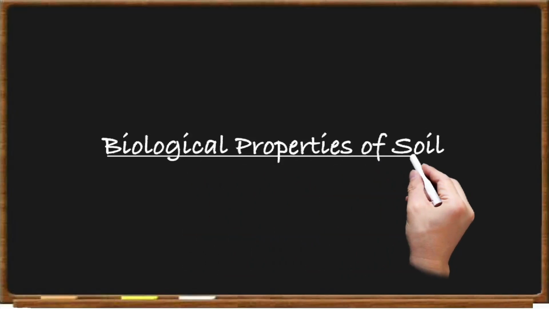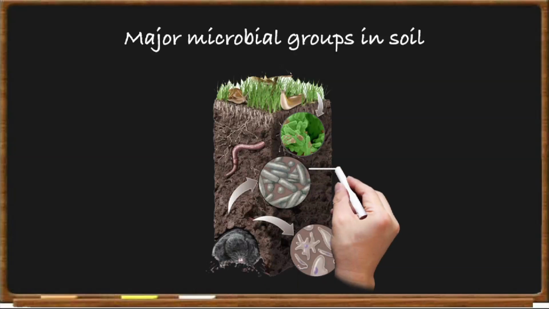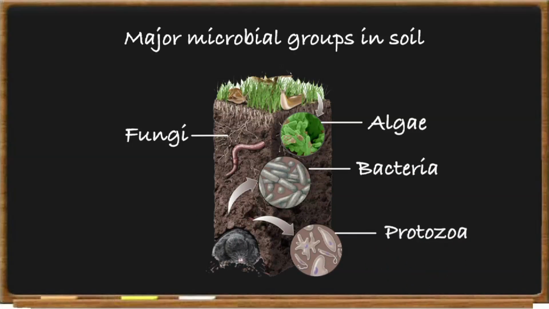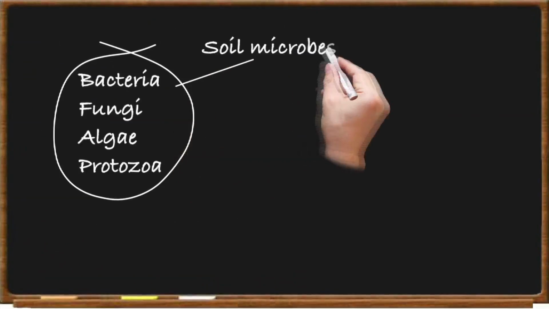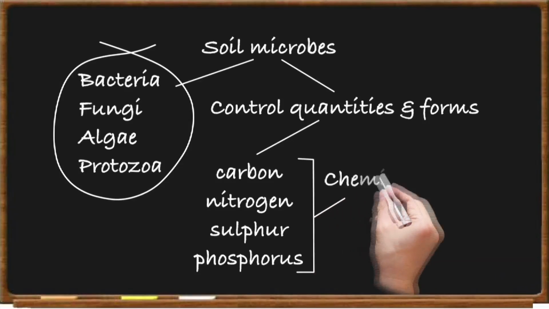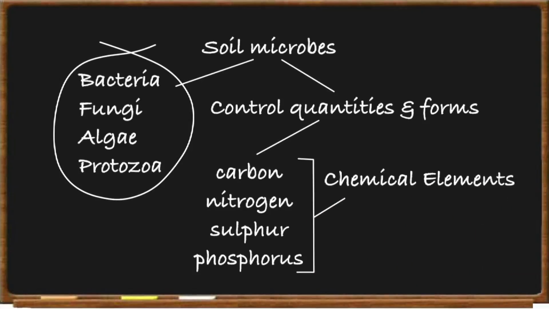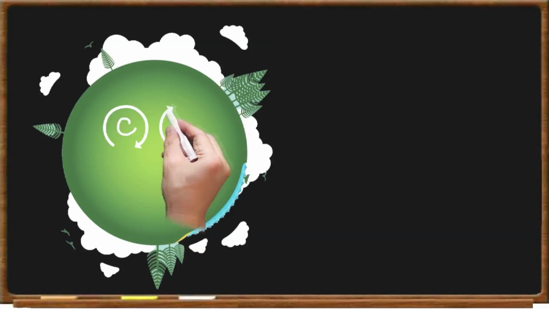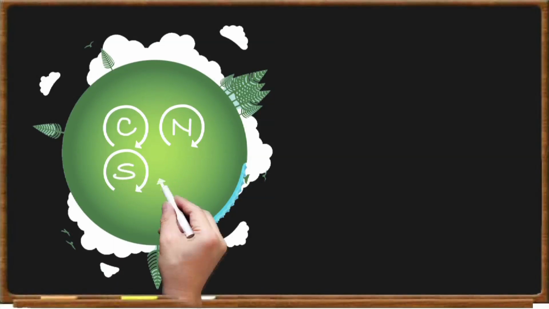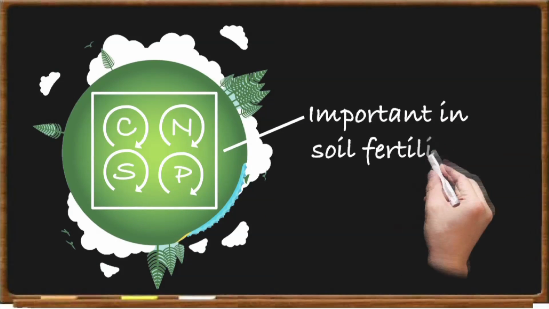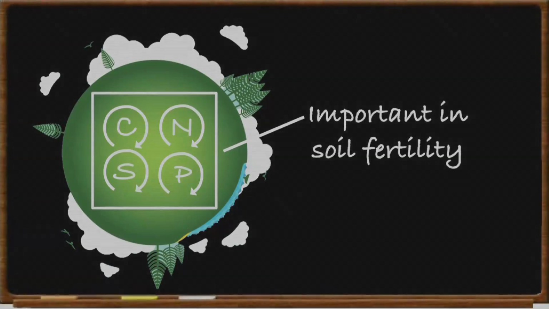Biological properties of soil. Major microbial groups in soil are bacteria, fungi, algae and protozoa. Soil microbes have influence in controlling the quantities and forms of various chemical elements found in soil. Most notable are the cycles of carbon, nitrogen, sulfur and phosphorus, all of which are elements important in soil fertility.